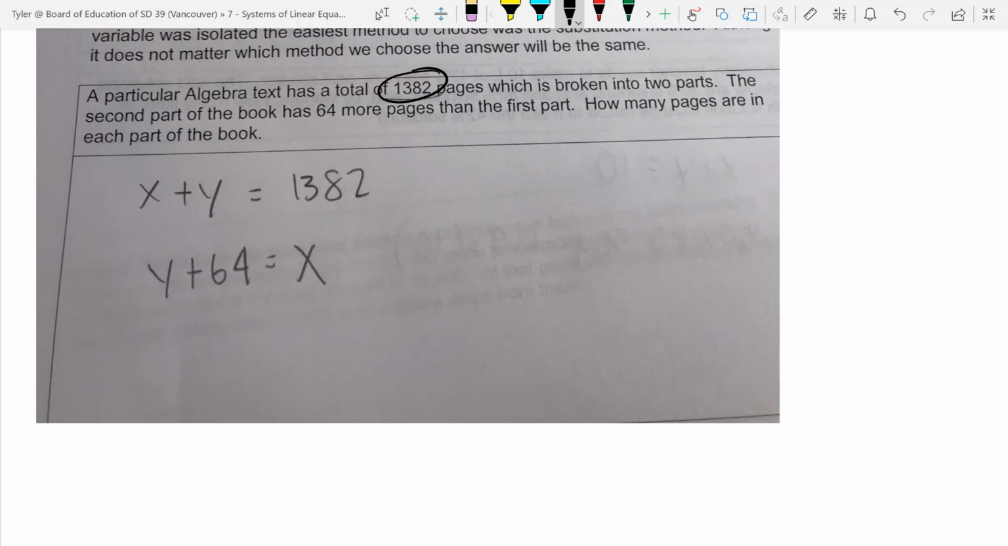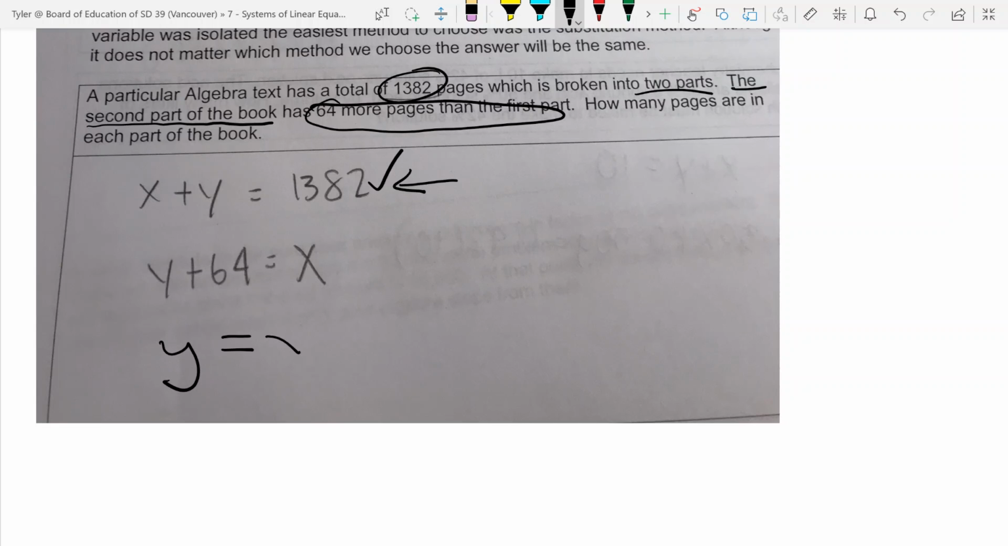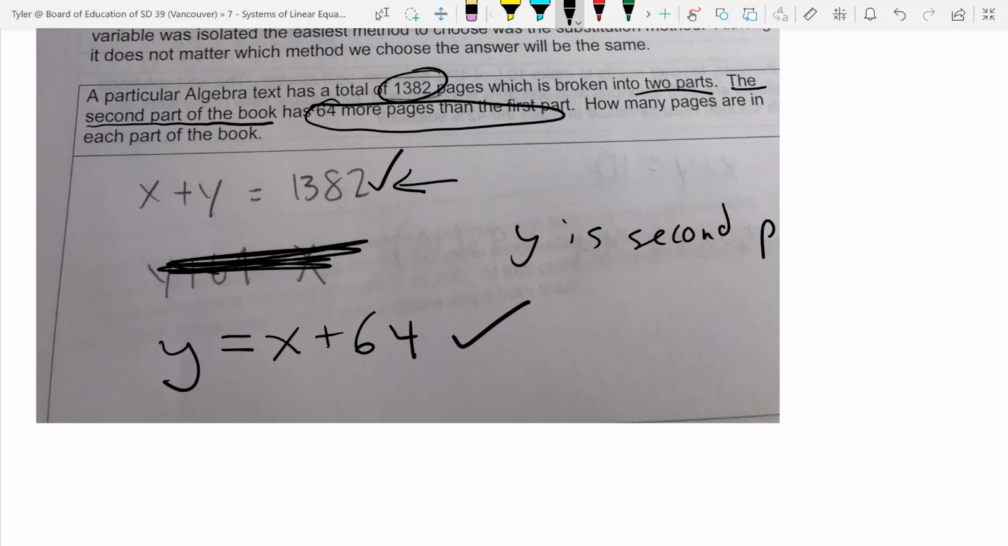This one is this many pages, and it's broken into 2 parts. So that means X plus Y is 1382. This is right. And then the second part of the book, Y equals 64 more pages than the first part, X plus 64. I wouldn't put it the other way, because to me, Y is the second part, right? That makes more sense, so I like this equation better.